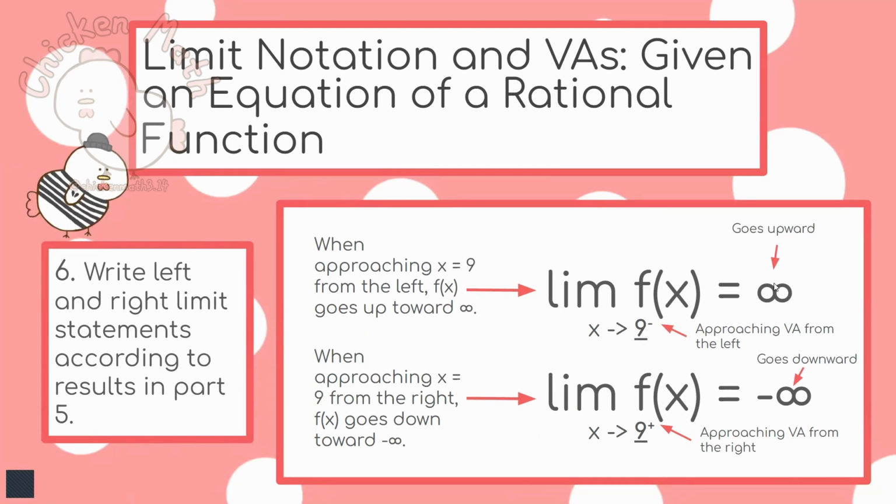And then from the left side, we're going to go upwards, and then from the right side, we're going to go downwards, so you've got negative infinity. And that's how you write your limit notation.